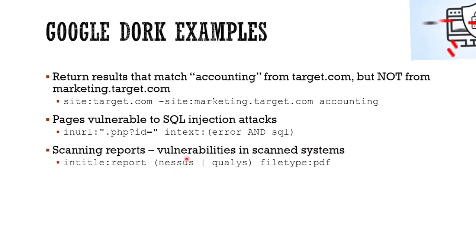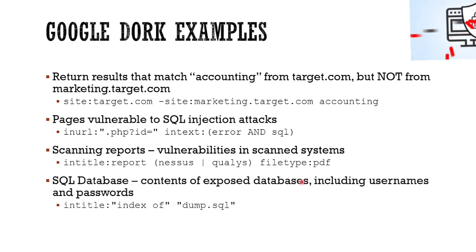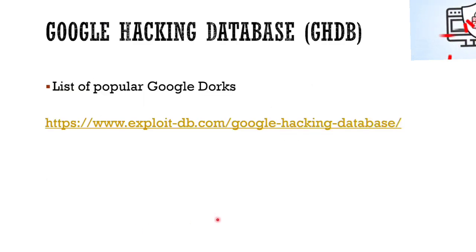Or let's see about exposed SQL databases, including usernames and passwords. So index of and dump.sql. You can get creative. If you want to see what other people have put together, what dorks people have put together, go to the Google Hacking Database. It's run by exploitdb.com. You can find stuff that people have already tried. You can find the most popular dorks here.